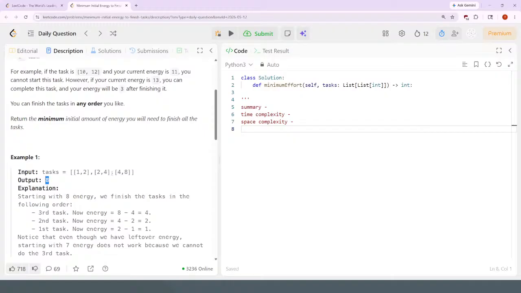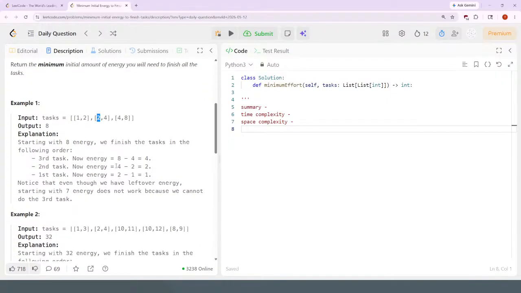So here's 8. If you start with 8, that would allow you to do this task. Drop down 4, and then you have 4, and then if you have 4, you can do this task. It requires you to have at least 4, but only uses up 2, so then it becomes 2. So yeah, 8 minus 4 minus 2 minus 1.